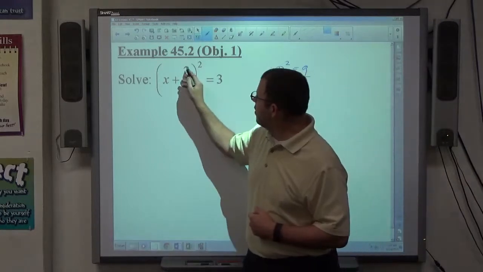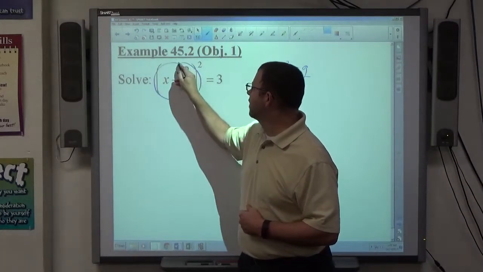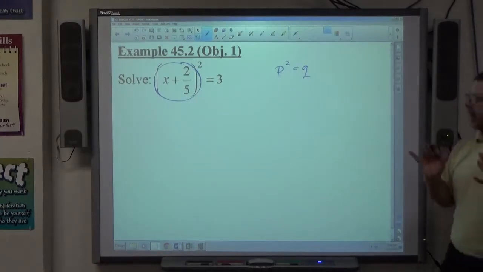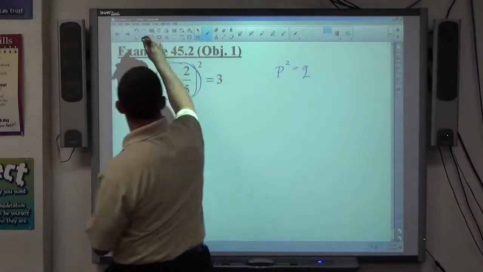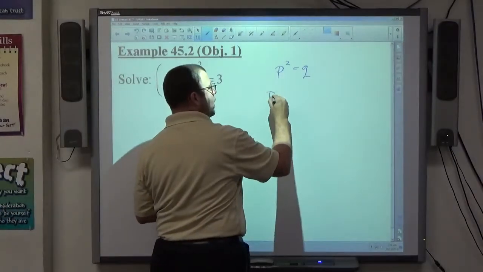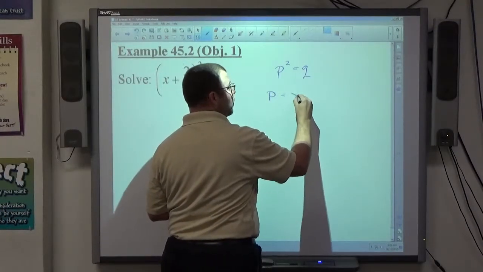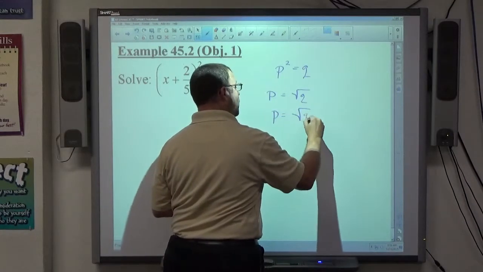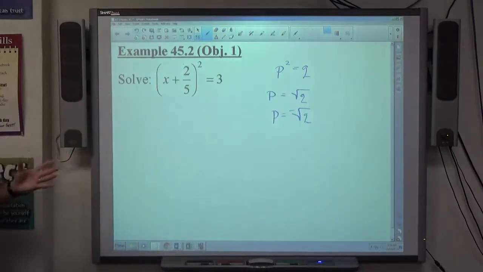So this right here is p, this being squared. All right, so get that in your minds there, that's what's being squared. So according to the difference of two squares theorem, we know that p is equal to the square root of q, and p is equal to negative square root of q. That's what the difference of two squares theorem tells us.